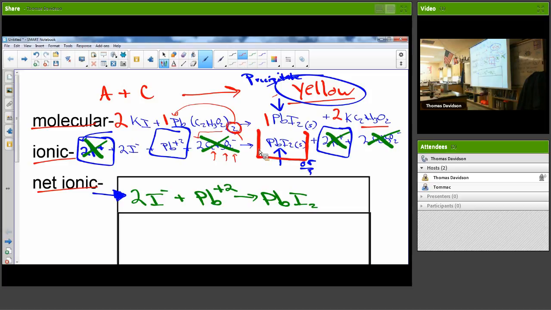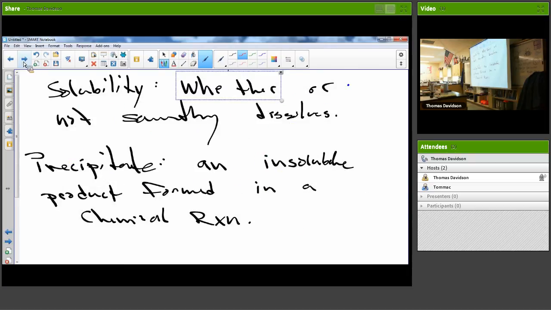The PbI2 is my precipitate, right? That's its definition. It is the one that will not dissociate or dissolve or break apart. A precipitate is an insoluble product formed in a chemical reaction. There's a much more complicated definition for it, but this is good enough for right now. It's the one at the end that we put in parentheses with an S. S means solid. The other ones would have parentheses and an AQ. AQ means they are in solution or dissolved.